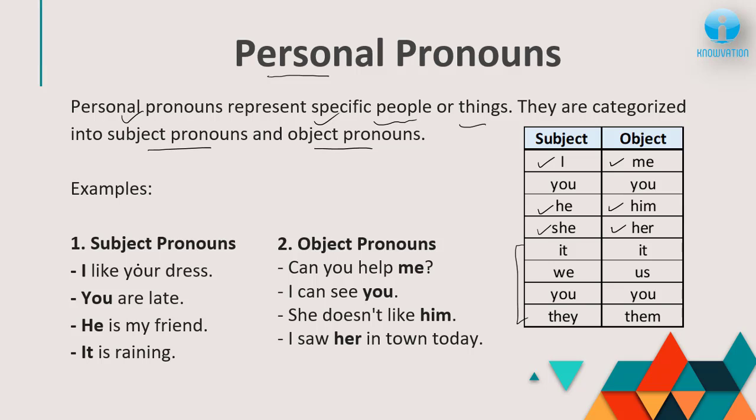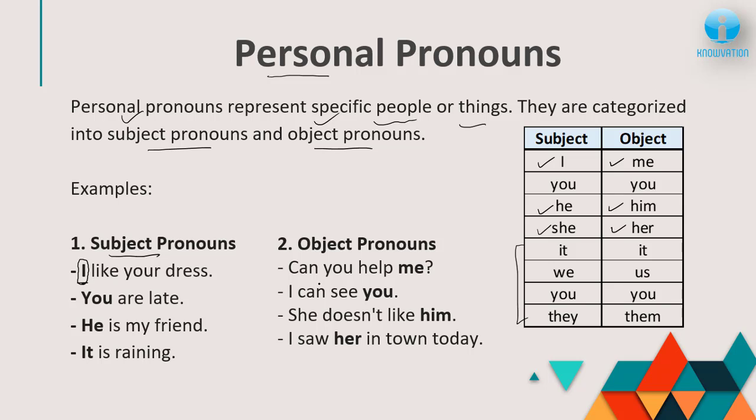Let's understand subject pronouns with some examples. So, I like your dress. Here I'm going to use I as a subject pronoun. Okay, I cannot use me here because that will be an object. Yahan pe kaam kaun kar raha hai, doer kaun hai, I. Okay, so I cannot use me here.